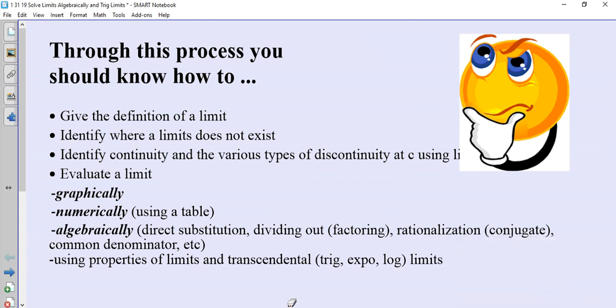Okay, well, welcome. Here is a little video lecture on how to solve limits analytically. I'm going to split this up into reviewing the definition of a limit, when limits don't exist, continuity, and how to solve limits analytically, specifically with direct substitution, dividing out, and rationalizing. Then I'm going to have another video on using properties of limits and transcendental functions. So, without further ado, let's do this.